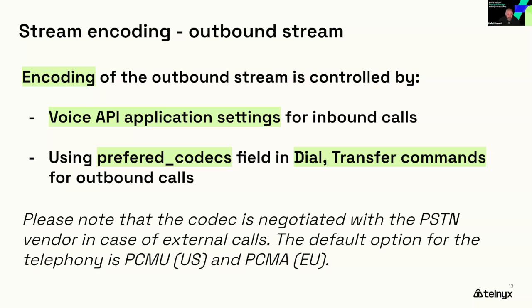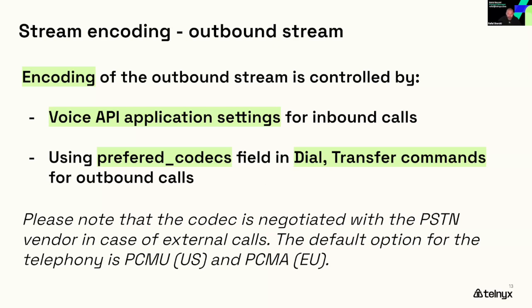The encoding can be set. We are sending using the same codec as is negotiated on the call. So if PCMU was negotiated on the call, you will get the streaming using the same coding. We are not doing any transcoding in that direction. Your preferable codecs can be set in the voice API application settings for inbound calls. And for outbound calls, you can use the preferred codecs field in the dial, transfer, or TeXML commands to set the codecs that you want to have.